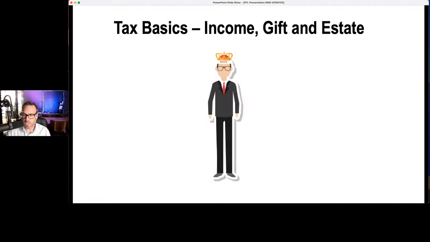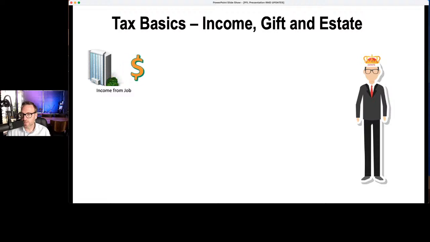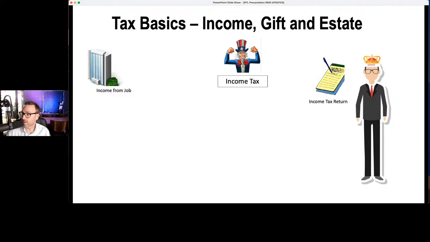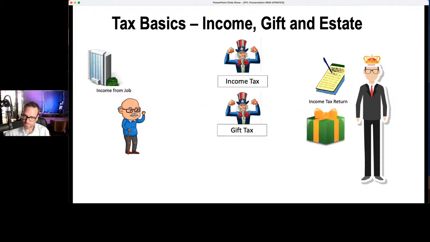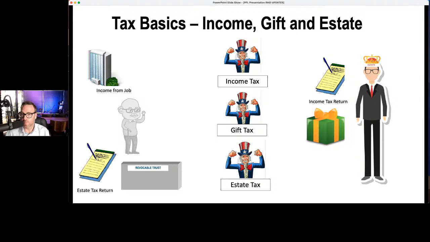Let's get into some tax basics first. So income tax, so Mr. Estate, money from his job, his paycheck, Uncle Sam intercepts part of it, withholds for income tax purposes, and he files an income tax return. So that's income tax. Now, if his dad wanted to make a gift, the gift tax may apply. And it's up to the giver of the gift to file a gift tax return if it's necessary. If dad passes away and now his estate makes a transfer, the estate tax may apply.